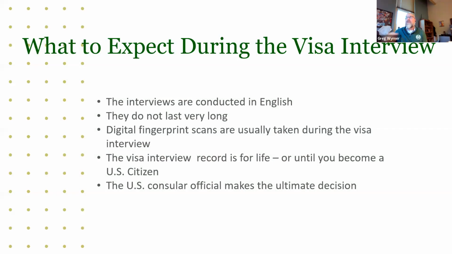All right, so what to expect during the visa interview? First of all, interviews are not conducted in English. And a lot of times, and not always the case, sometimes you're coming from a country where English is your first language. But if you're coming from a country where English is your second language, this tends to be a pretty nerve-wracking experience that makes applicants extremely nervous about this part of the visa application process.